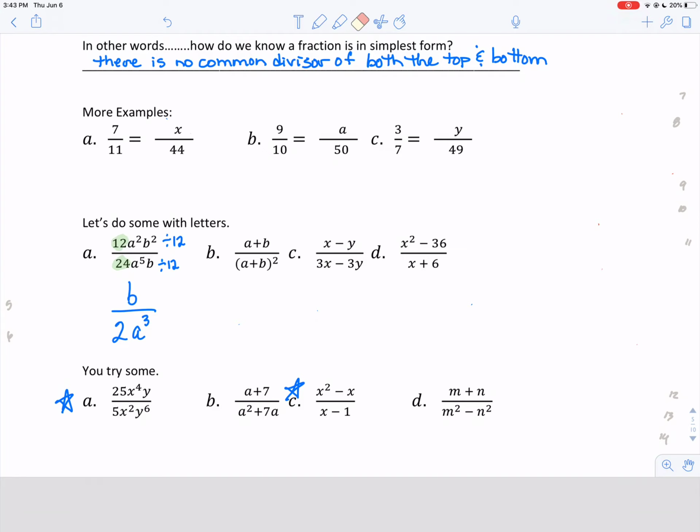For the second one, I will need to rewrite the bottom so that I have a plus b 2 times. Then I can go through and cancel one of them. So my answer will be 1 over a plus b. Since I have nothing on top, I will put the 1 there.